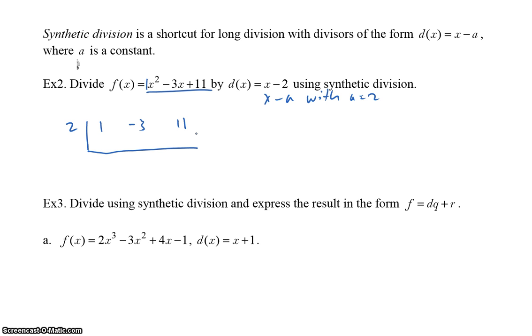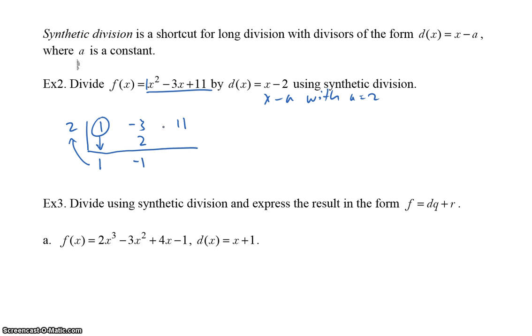And then here's how it works. I'm going to start with 1, and I'm just going to bring it straight down. You don't have to draw all of this in. So it's going to come down there. Then the 1 will multiply the 2 in the upper left corner. 1 times 2 is 2. The 2 you put below the negative 3. Then in this column you'll add negative 3 plus 2, negative 1. Then you just repeat the process.